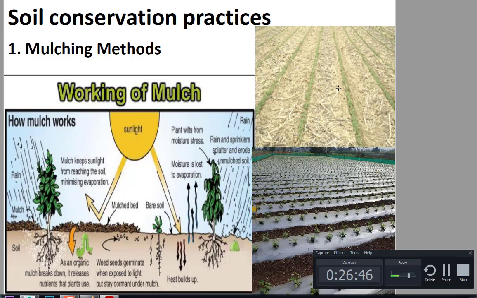Because this mulching material, first, is responsible to maintain the soil moisture. If you maintain the moisture in the soil, obviously you can bind some particles of soil. And the moisture is also responsible to increase microbe growth. So if moisture is available in soil, the microbes can grow easily and soil becomes productive.